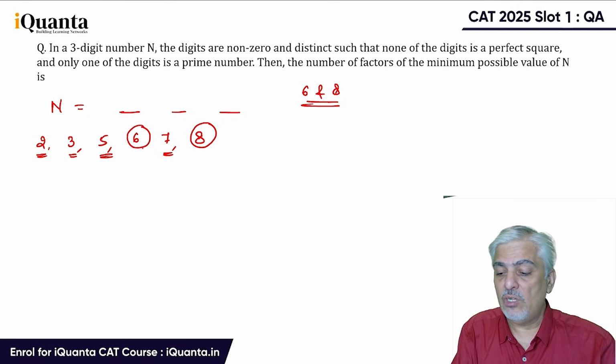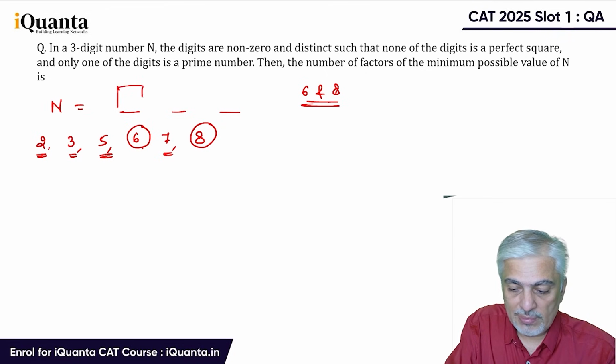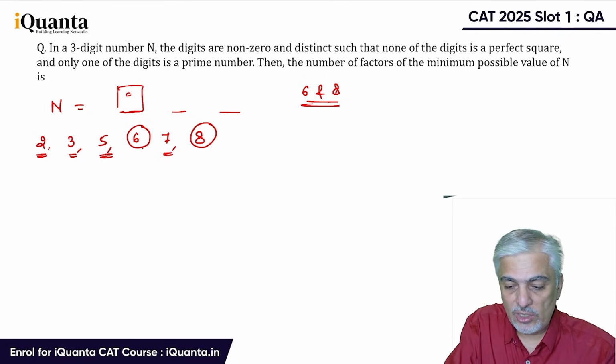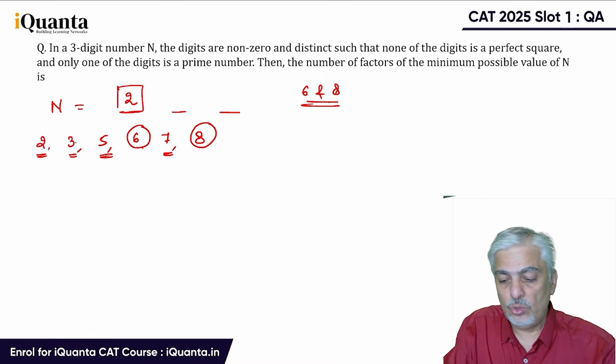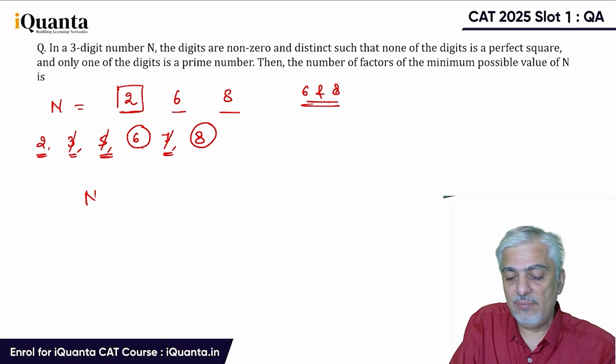Now, the number of factors of the minimum possible value of n. If I want n to be minimum, they have not talked about the order, but I want this number also to be minimum first. So out of 2 to 8, minimum is 2, so I will take 2. As soon as I took 2, I can't take 3, 5, 7. And the other two numbers will be 6 and 8. That means n becomes 268.